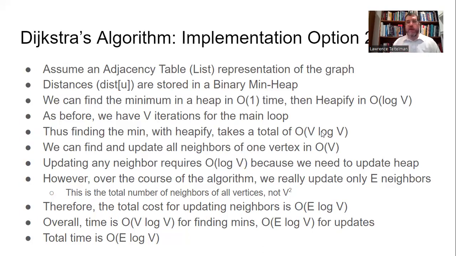But we also have to update neighbors. And how many neighbors do we have? Well, for any given vertex, we don't know. We could have as many as V. But the total number of neighbors is E, because how many edges are there total? There are E of them. So the total work, take a look at the second to last line here: we have V log V for finding mins and E log V for updates. So the total time is the bigger of those. It's going to be E log V.